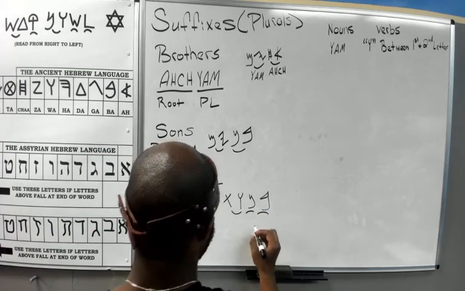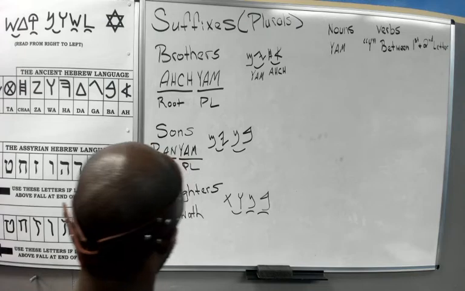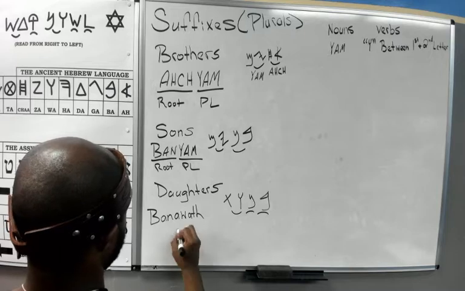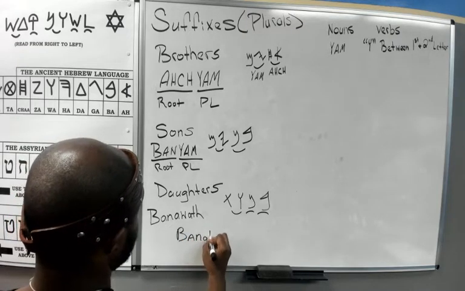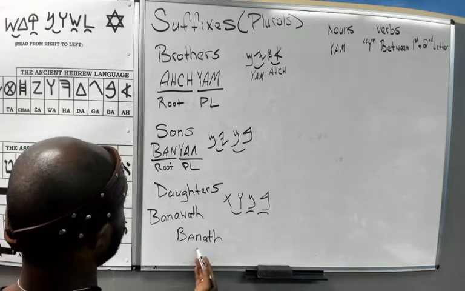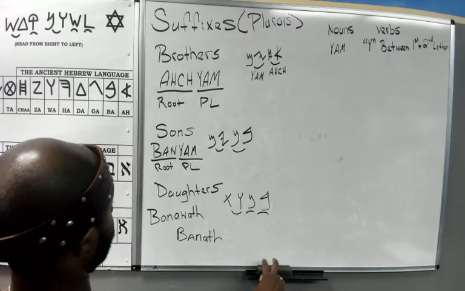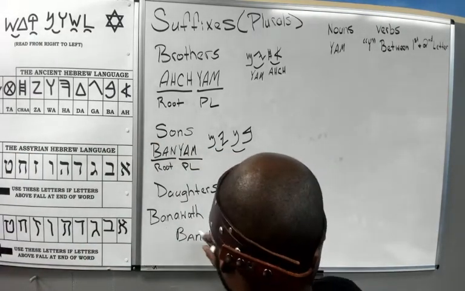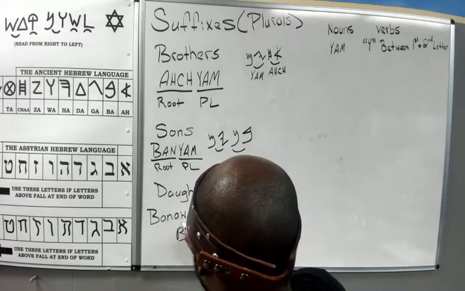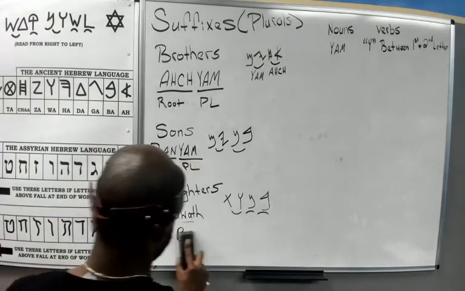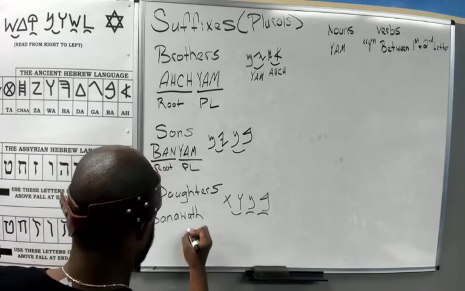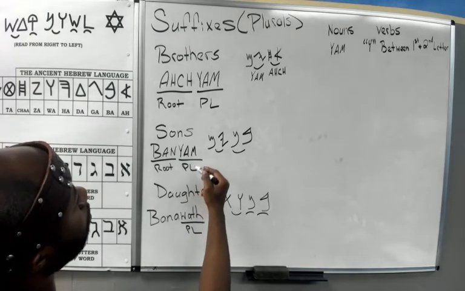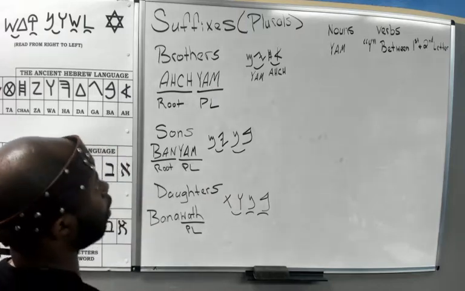So we have up here Banawaf, which means daughters. Now, of course, daughter by itself just means Banaf. It'd be written out like this. But of course, this will be the word for daughters. So this waf is what's making the plural. This waf at the end is what's making the plural. Same thing as with the yum for both sons and brothers.